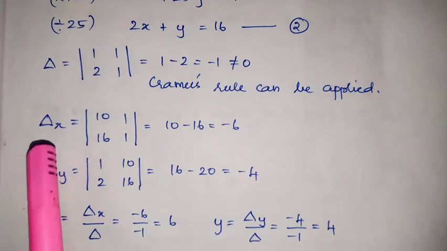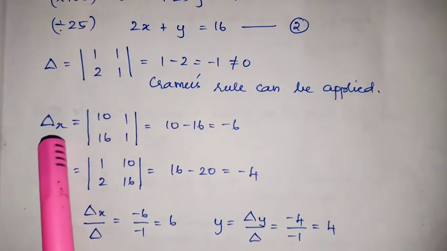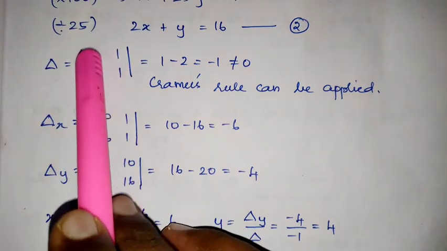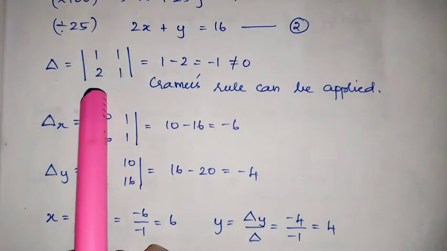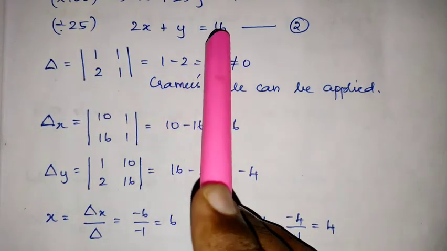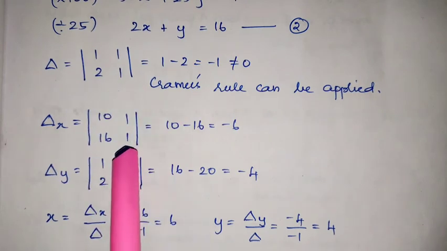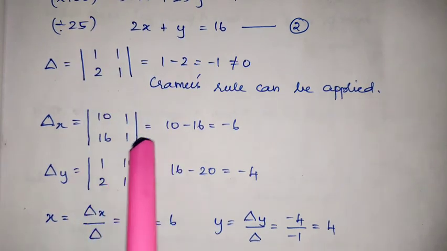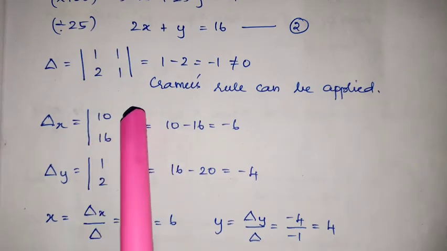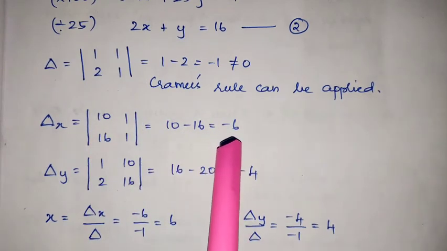Now we have to find the value of del x. To find the value of del x, the coefficient of x has to be replaced by the constant values. The constants are 10 and 16. The y column is left as it is. Now find the determinant value: 1 into 10 is 10, minus 1 into 16 is 16, which is equal to minus 6.